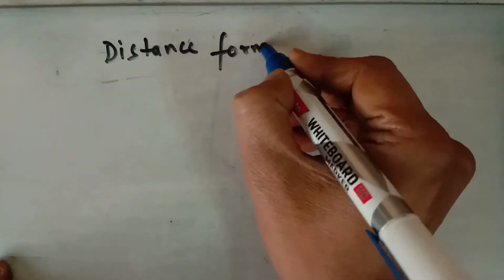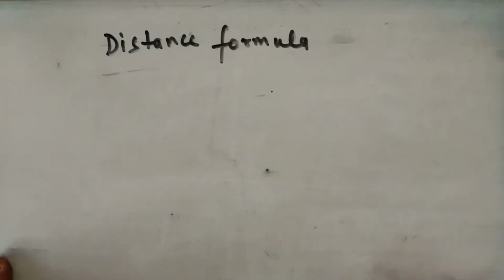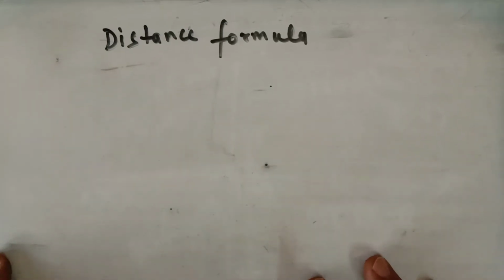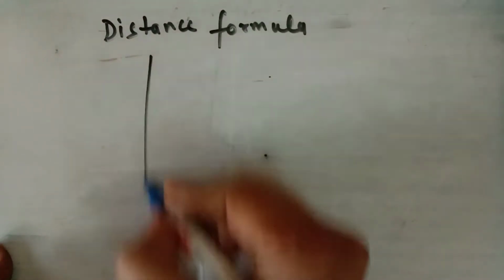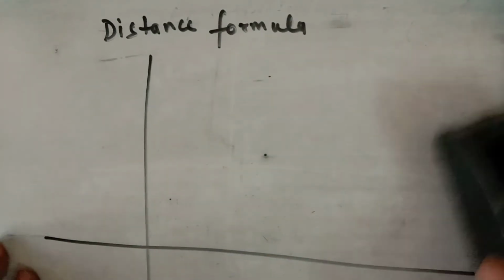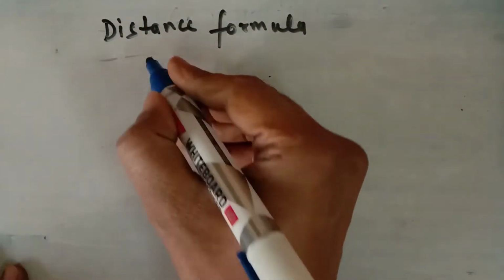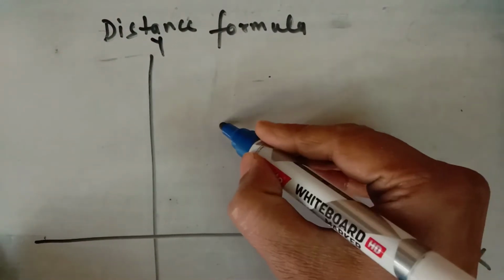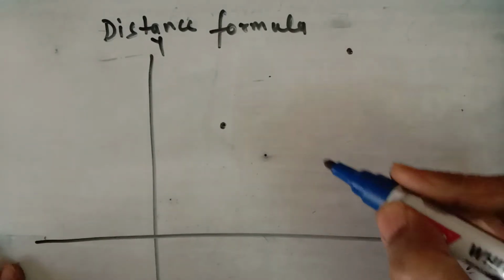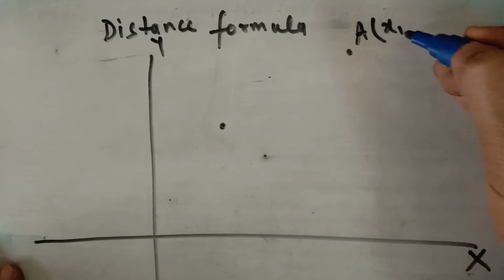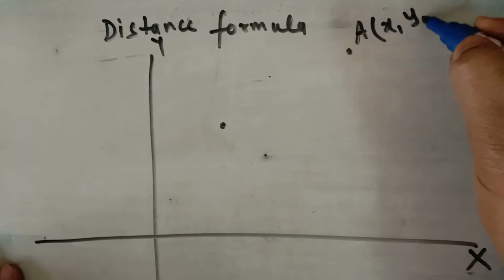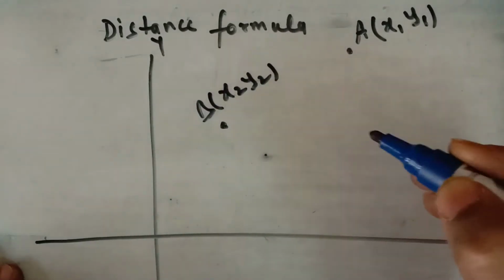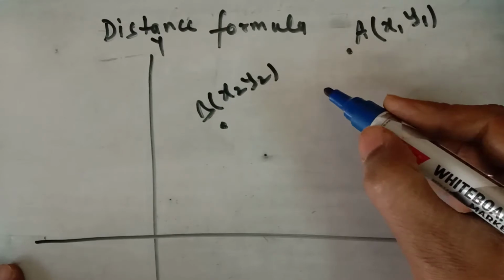Distance formula. Now what is the distance formula? The distance formula is the formula to find the distance between any two points when their coordinates are given. So let us take the rectangular coordinate system with the x-axis and y-axis. Let us take two points. Let the coordinates of the point A be (x1, y1), and let the coordinates of the second point B be (x2, y2). And you have to find the distance between these two points.